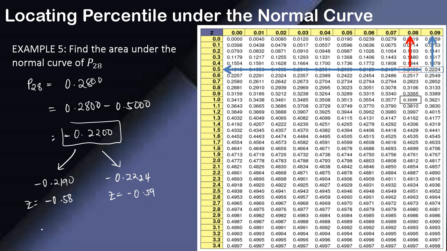So next, let us solve. Let's get the mean: negative 0.58 plus negative 0.59, divided by 2. That gives you negative 1.17, divided by 2. Negative 1.17 divided by 2 will give you negative 0.585. And this is our answer.